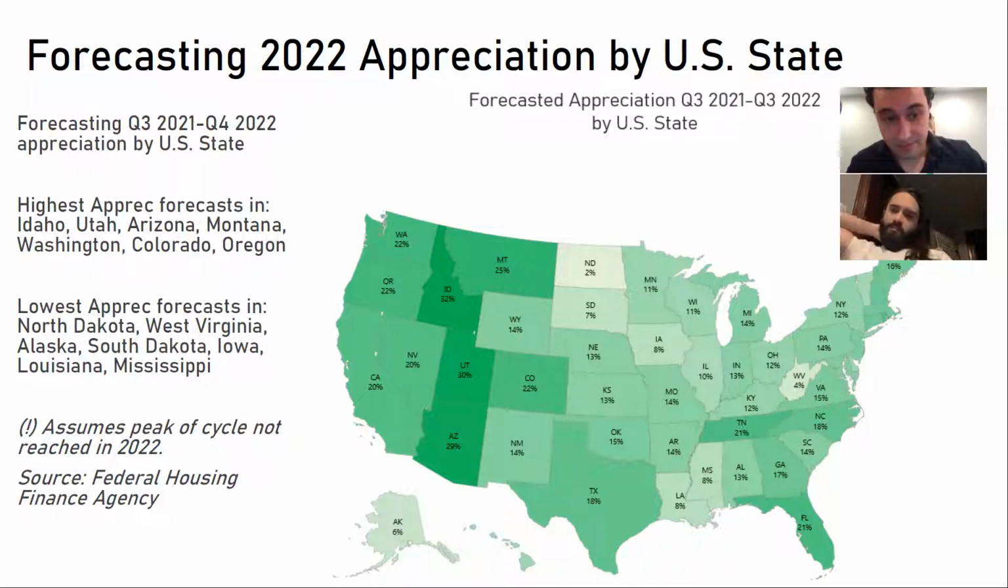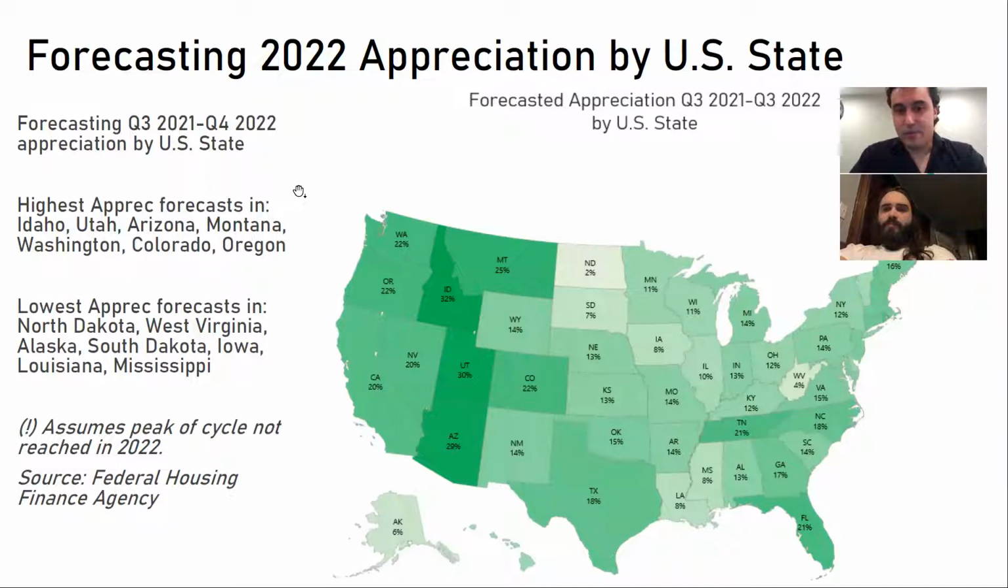And the lowest appreciation, a little surprisingly, just on this 1 year forecast: North Dakota, which has performed well this market cycle, but apparently not so very recently. And then West Virginia, Alaska, South Dakota, Iowa, Louisiana, and Mississippi. But again, this forecast means nothing if we reach the peak of the cycle. If we reach the peak of the cycle, all those correlations are going to fall through, and then there's going to be downside risk, and I'm going to look at that in a moment. So it assumes that the peak of the cycle did not happen in 2022, or is not going to happen.